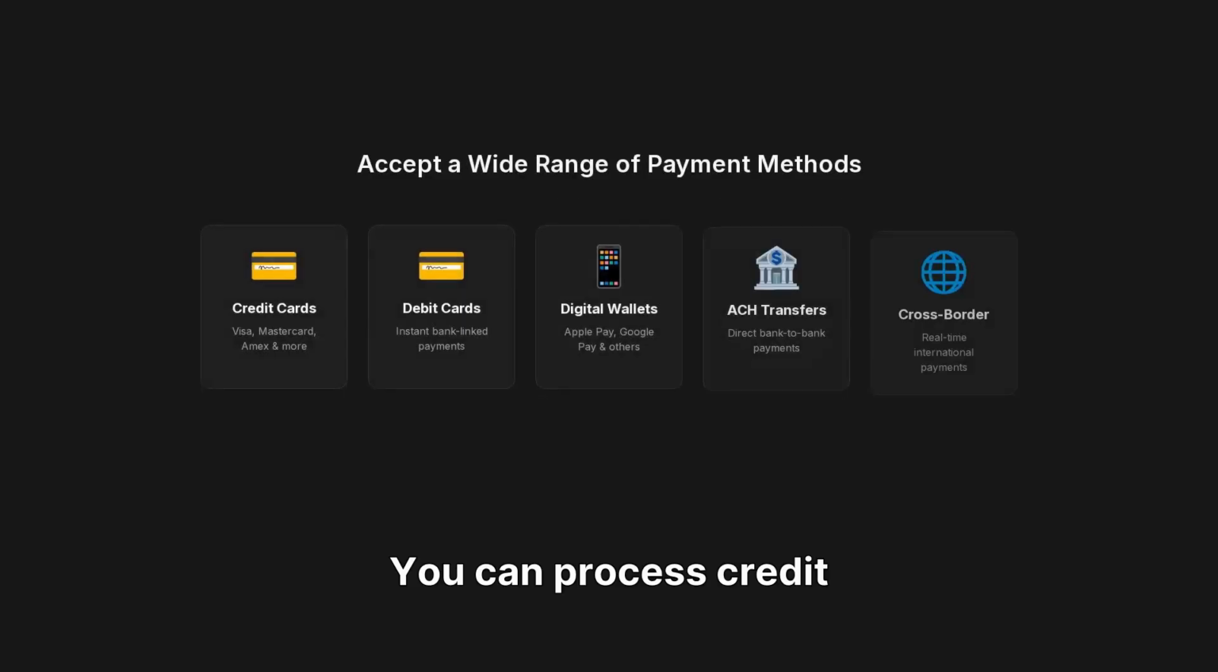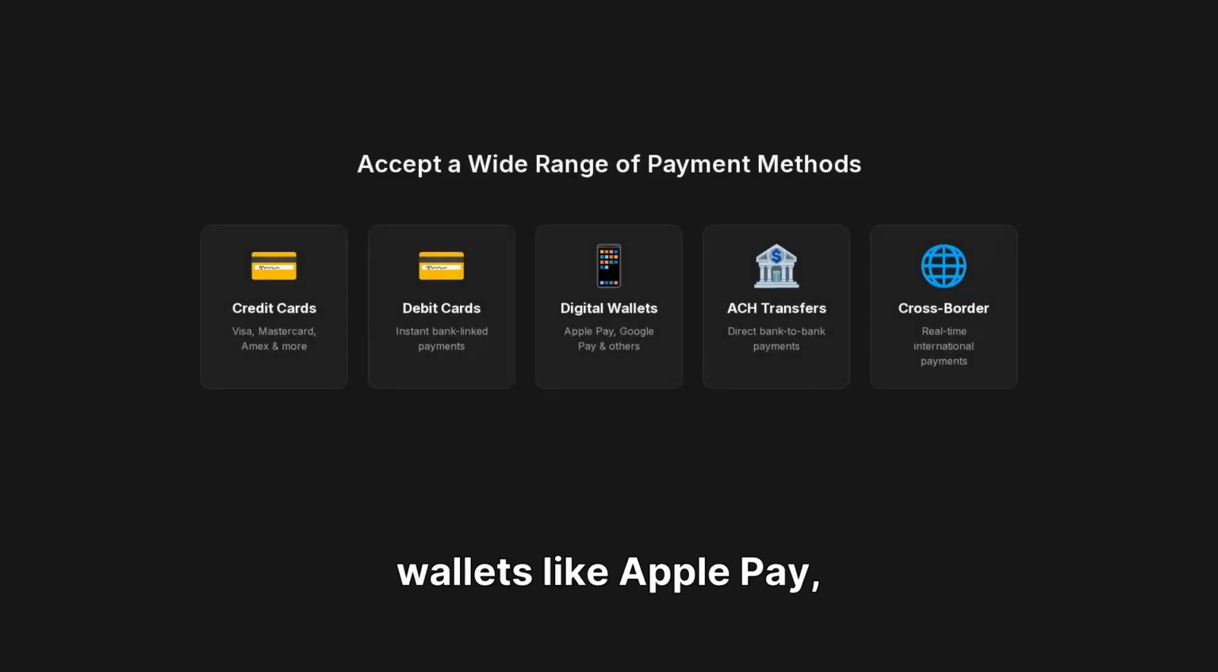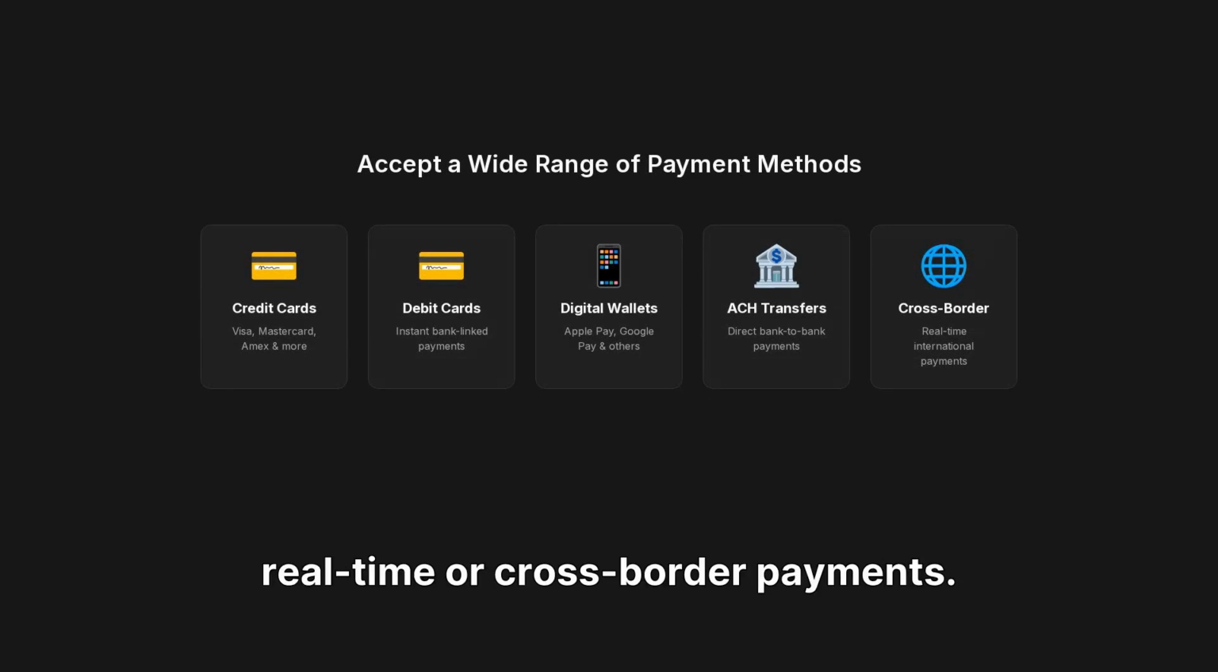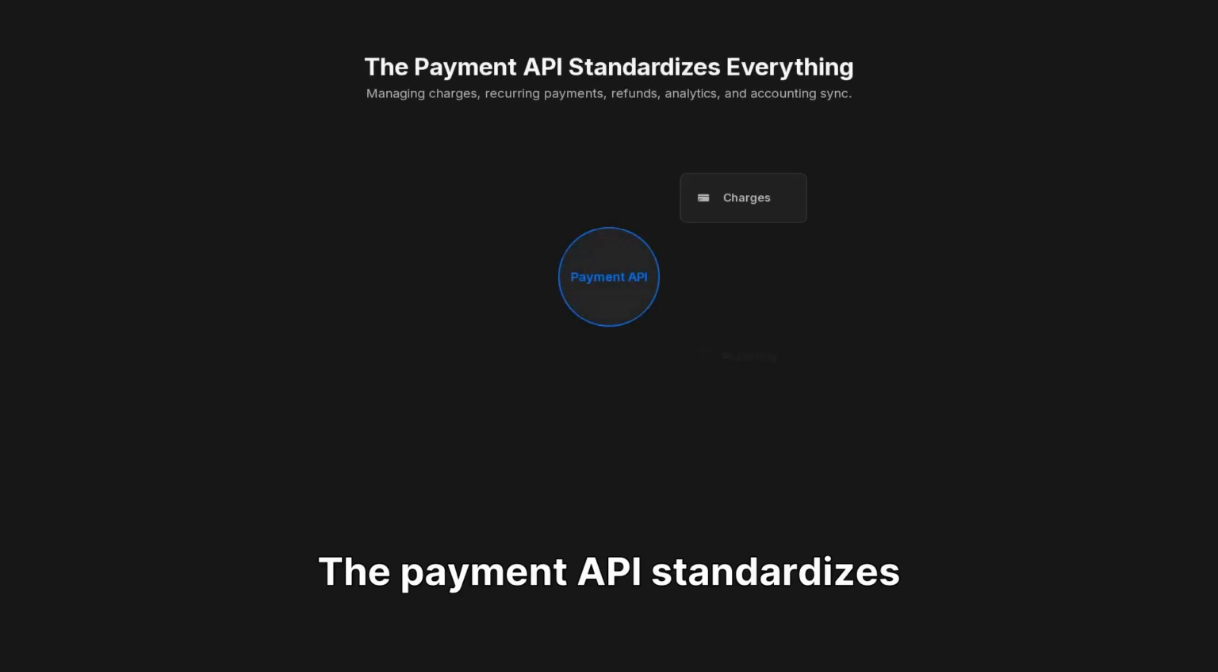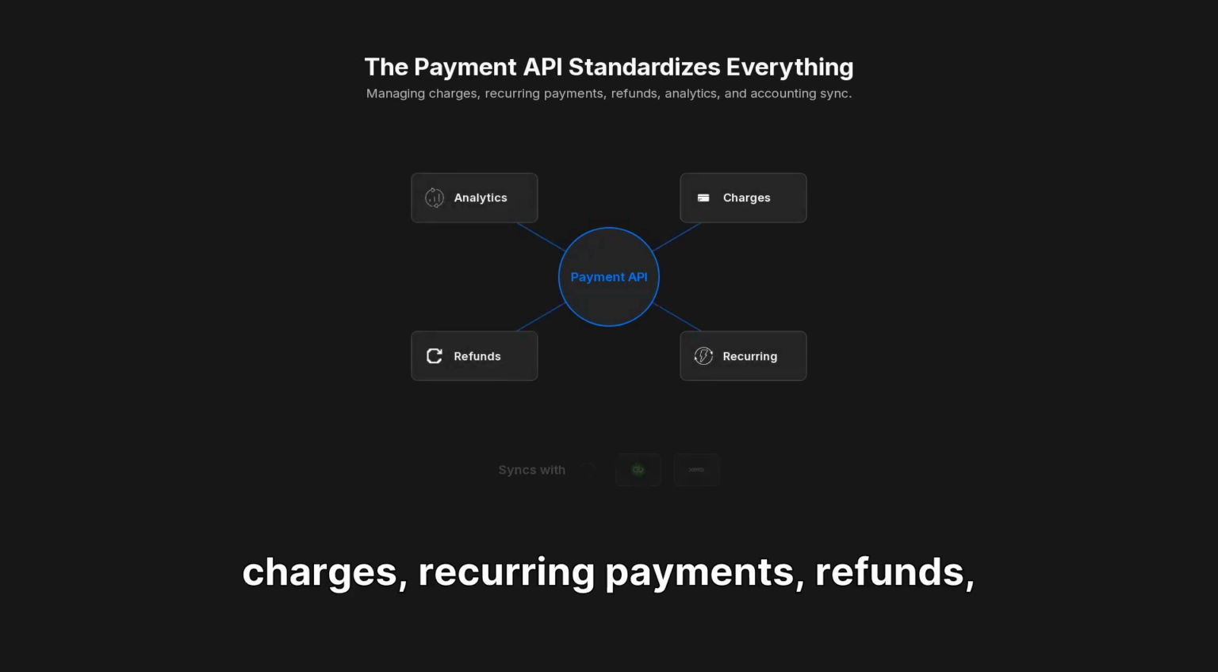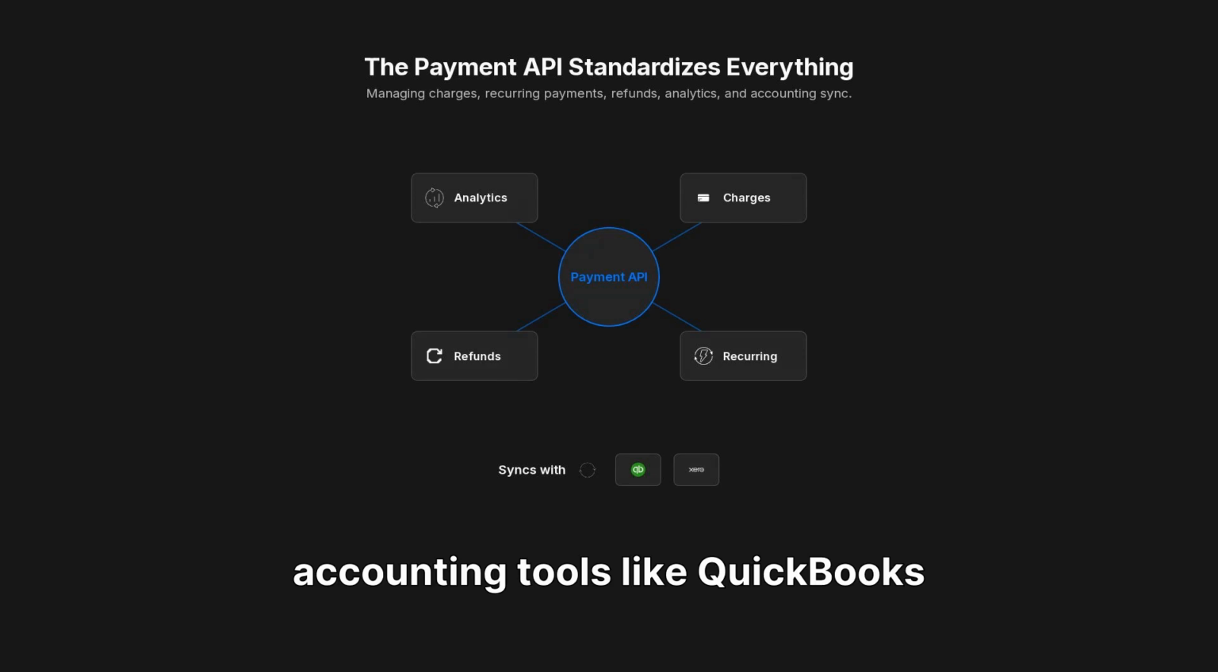You can process credit cards, debit cards, digital wallets like Apple Pay, ACH transfers, and sometimes real-time or cross-border payments. The payment API standardizes how your app manages charges, recurring payments, refunds, analytics, and syncs with accounting tools like QuickBooks or Xero.